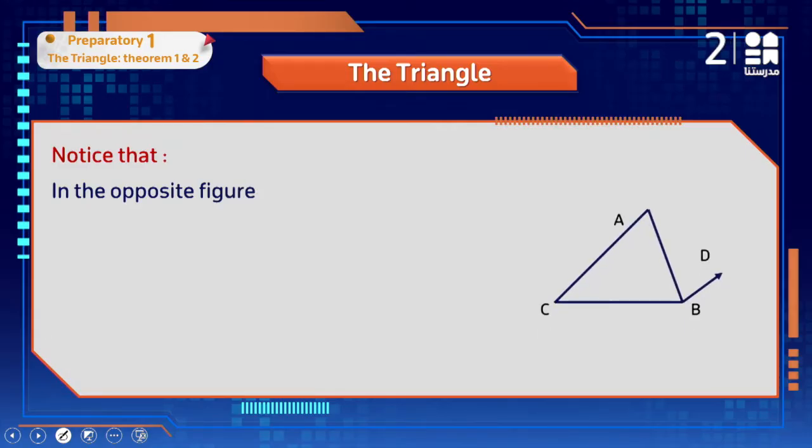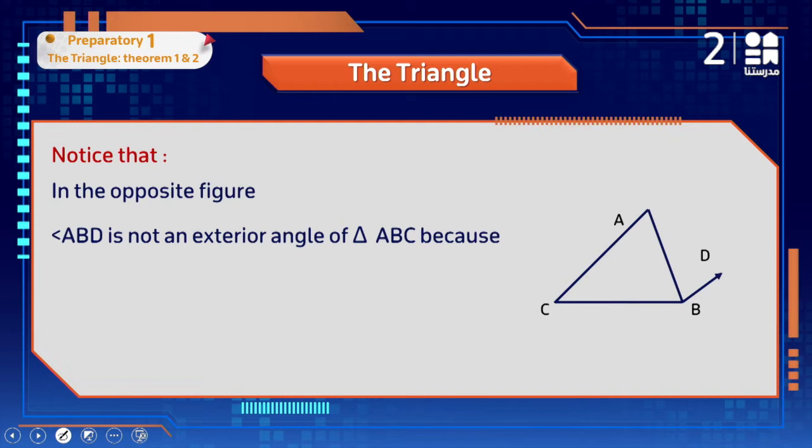Notice that in the opposite figure, angle ABD is not an exterior angle of the triangle ABC because D doesn't belong to CA. Do we have D on the same straight line as C, or on the same ray CB? No, D doesn't belong to it, so it's not exterior. And that is the only condition to get an exterior angle: D should belong to CB.